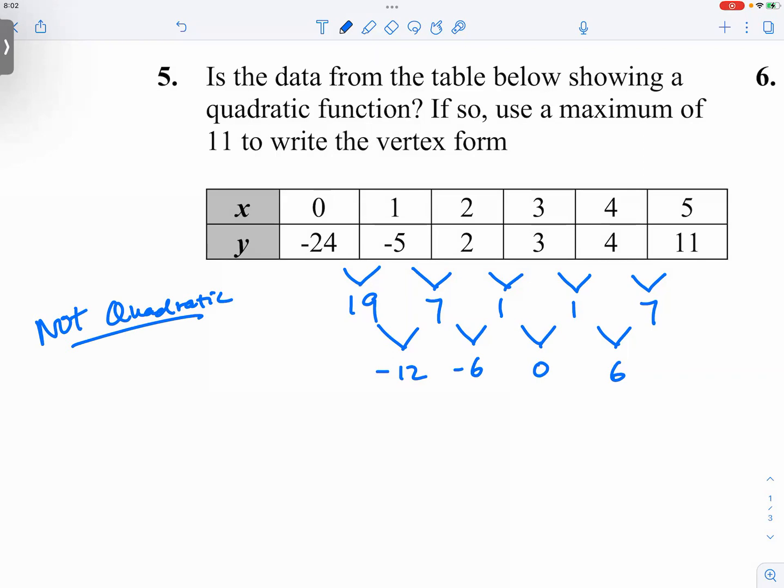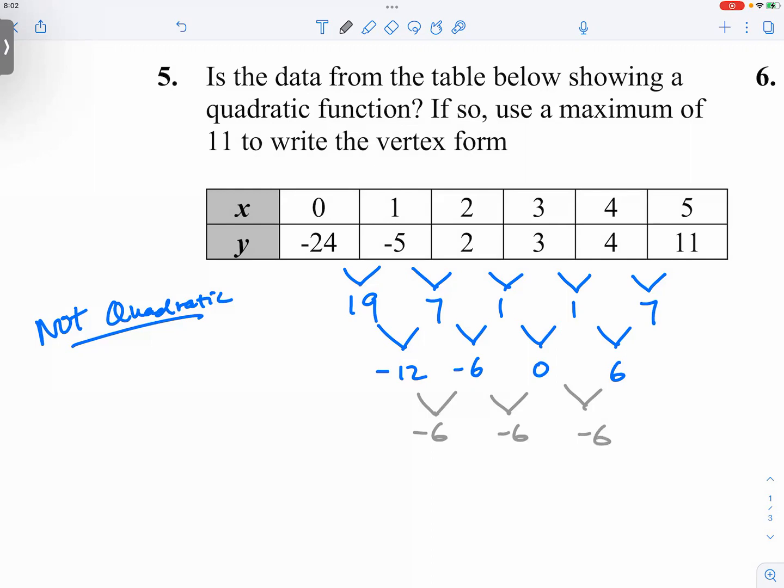But can you see anything special right here with the second row? Well, if you actually go one more layer, I'm curious, let me just do one more subtraction. Negative 12 minus -6, that would be -12 plus 6, which is -6. -6 minus 0 would be -6. 0 minus 6 would be -6.